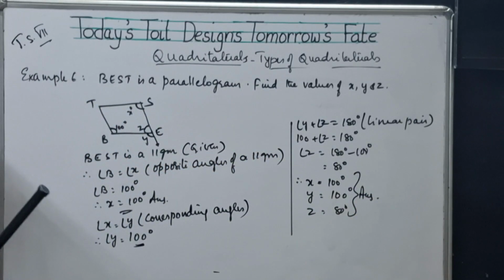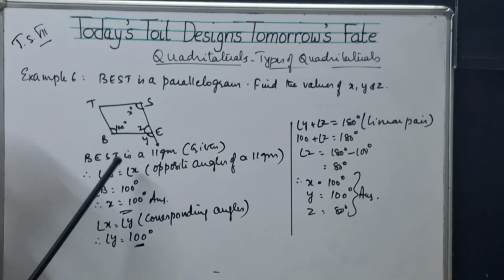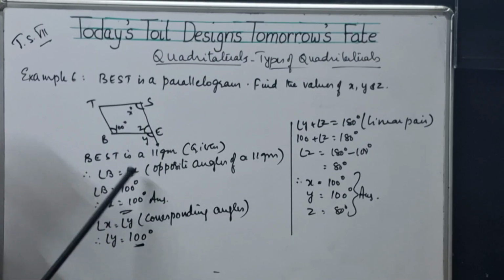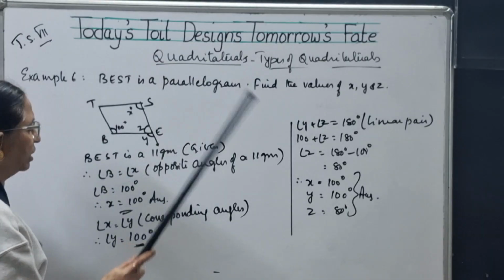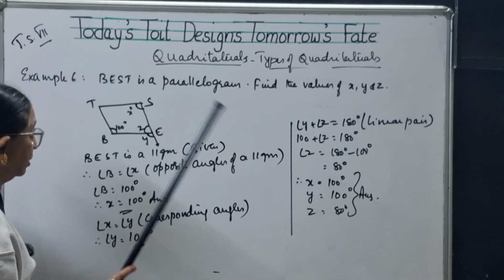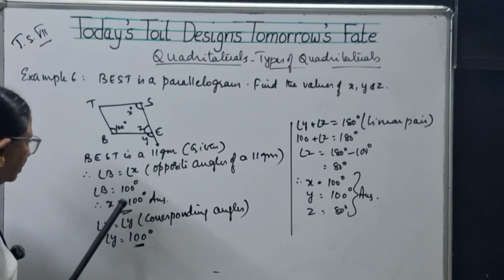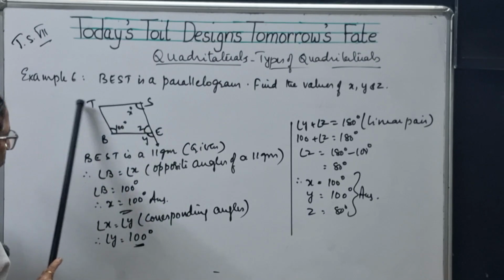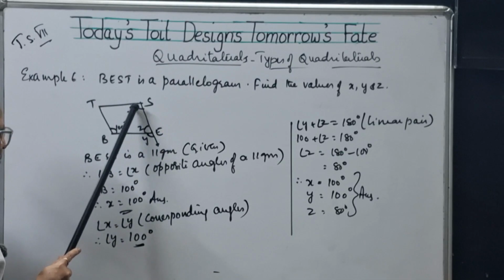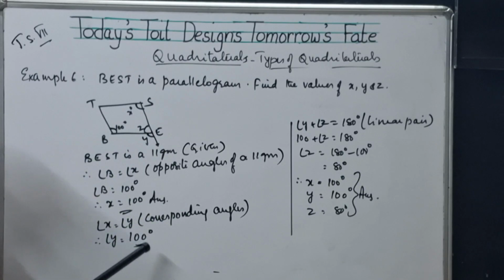So, please see it here. BEST is a parallelogram. You have to find X, Y, Z. Since it is a parallelogram, angle B is equal to angle X because they are opposite angles of a parallelogram. Already we have learned the property that opposite angles of a parallelogram are equal, so X is equal to 100 degrees because angle B is 100. Now, TS is parallel to BE because in a parallelogram opposite sides are parallel. So, angle X and angle Y are corresponding angles. So, angle X is equal to angle Y. So, angle Y is 100 degrees.